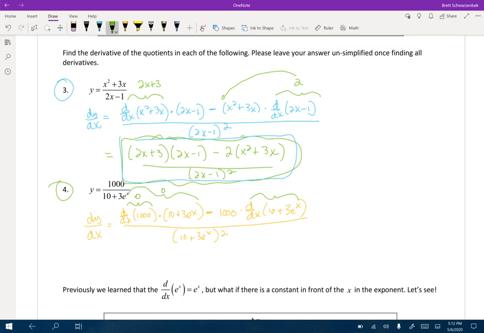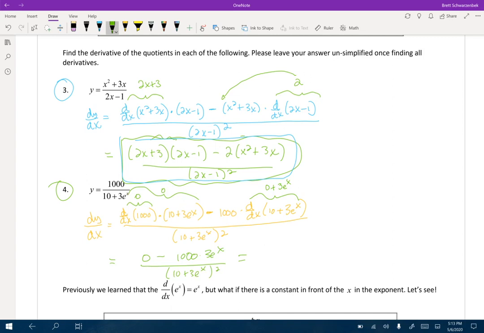Well, the derivative of 10 is 0. The derivative of 3e to the x is, well, the constant multiple stays, and the derivative of e to the x is e to the x. So we basically just get 3e to the x as our derivative. So all we have to do is write that out as a result. Once again, we get 0 over here. So it's going to be 0 minus 1,000 times 3e to the x, all over 10 plus 3e to the x squared. And we can simplify that a little bit.